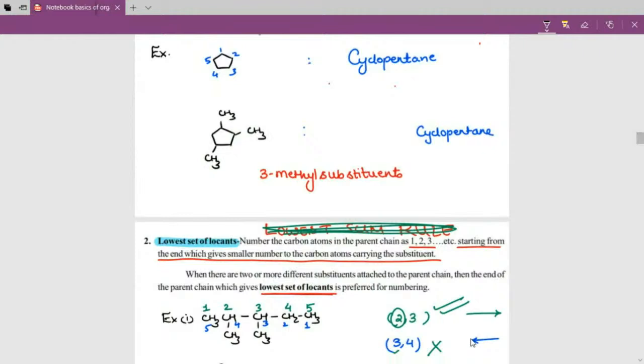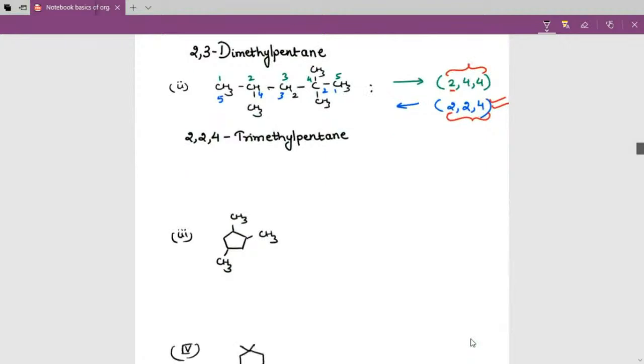This was our next. If you number it like 1, 2, 3, 4, in cyclic there are so many possibilities. If I go like 1, 2, 3, 4 or 1, 2, 3, 4, either side I am having the same numbers. So it doesn't matter. This is going to be 1,2,4-trimethylcyclopentane. Is it okay? Moving further.